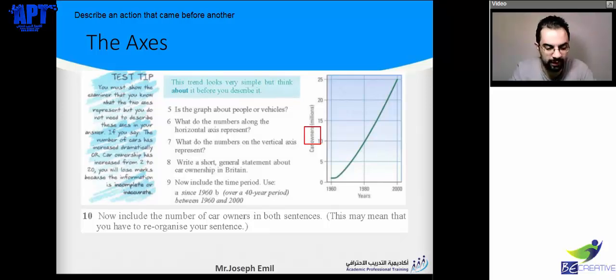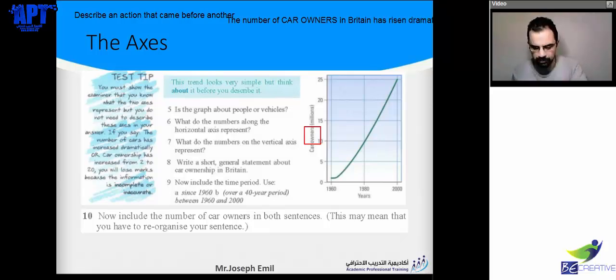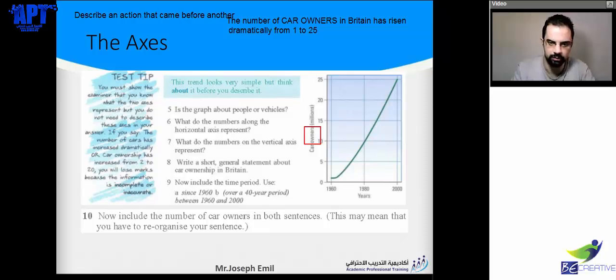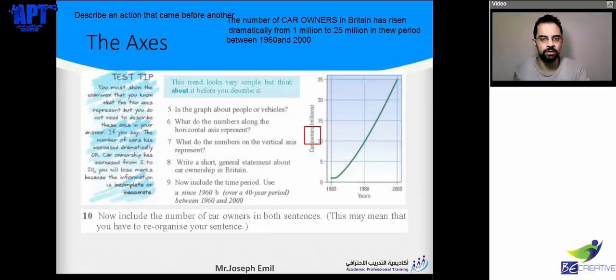Let's do it again. The number of car owners in Britain has risen dramatically from 1 million to 25 million in the period between 1960 and 2000. Now remember that this can be a bit of an old test.